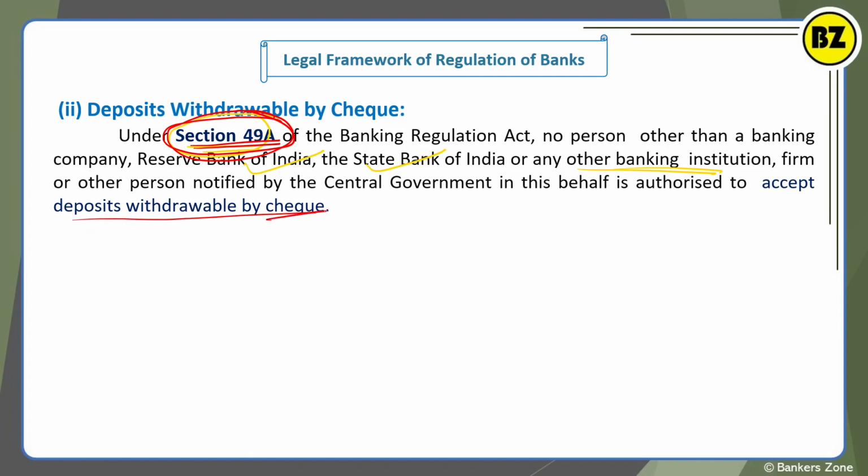Okay, see, who provides you the check? See, only the banks have authority to provide the check to their customers. Okay, so whatever deposit the customer deposits, he can withdraw by check because only the bank provides the facility of the check. Okay, and that is the provision under section 49A.